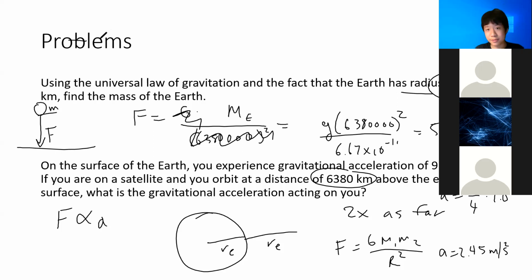Okay, so in some cases, we don't need to use exactly what the universal law of gravitation is. We can just look for the proportions between the values in that formula. Okay, any questions?